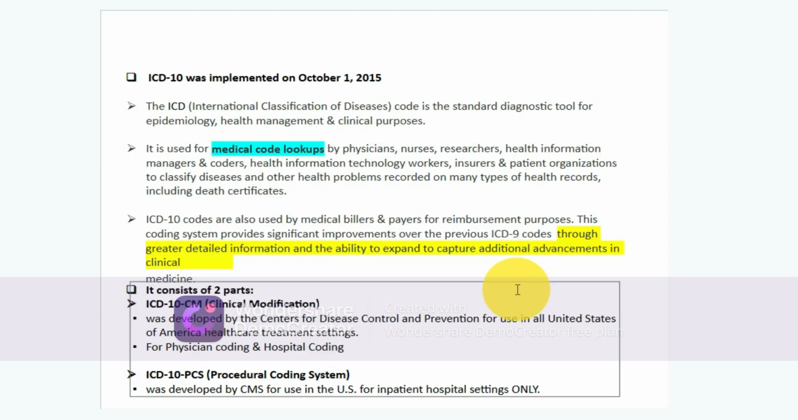ICD-10-CM, clinical modification, was developed by the Centers for Disease Control and Prevention for use in all United States healthcare treatment settings, for physician coding and hospital coding. ICD-10-PCS, procedure coding system, was developed by the CMS for use in the US for the inpatient hospital setting only. So ICD-10-CM is used for both outpatient and inpatient, but PCS code is only used for inpatient. Hope this will be understood.